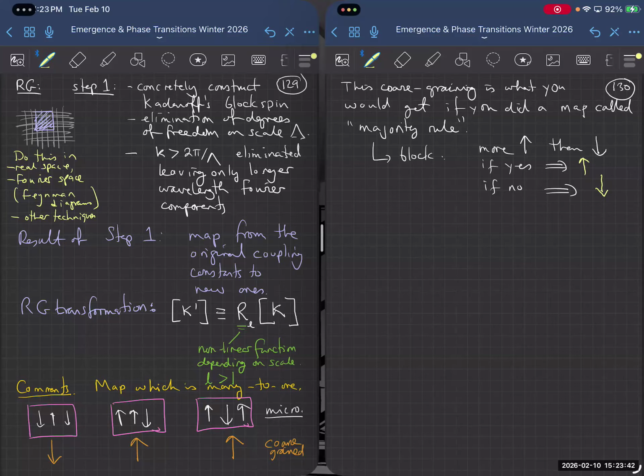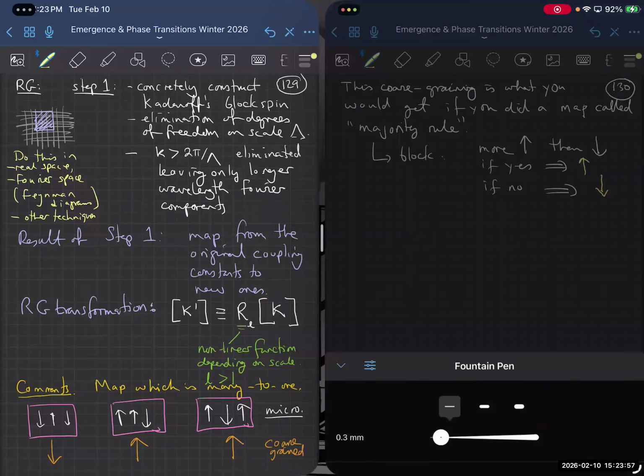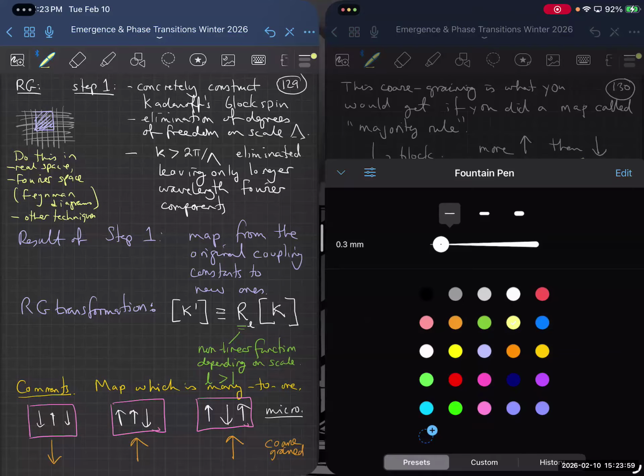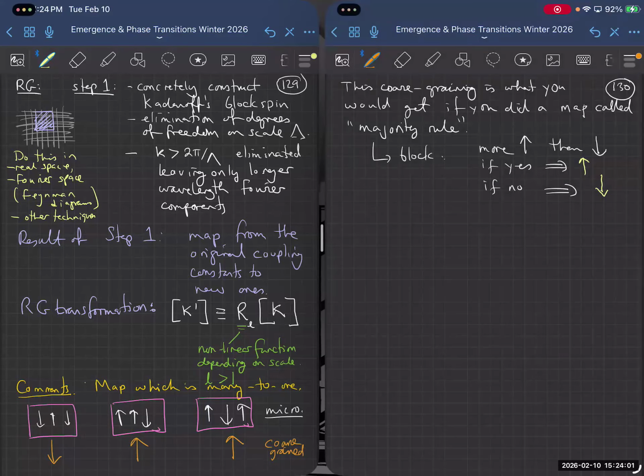I drew my little blocks there. On the left-hand side, I drew my block spins with an odd number of microscopic spins inside them. We're going to do this explicitly for the two-dimensional Ising model later on. So that's the first point. That's an example of coarse graining.